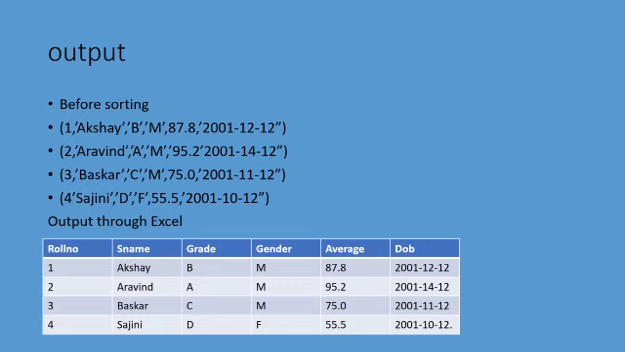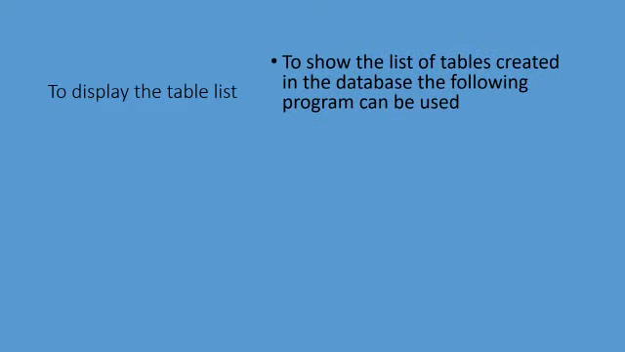So here roll number, student name, grade, gender, average, date of birth, and all the rows are there. And row headings and column headings will be displayed automatically. Column letters are A, B, C, D like that, and this side 1, 2, 3, 4 like that. That's all about it. So this concept is over. Next, how to display the table list.